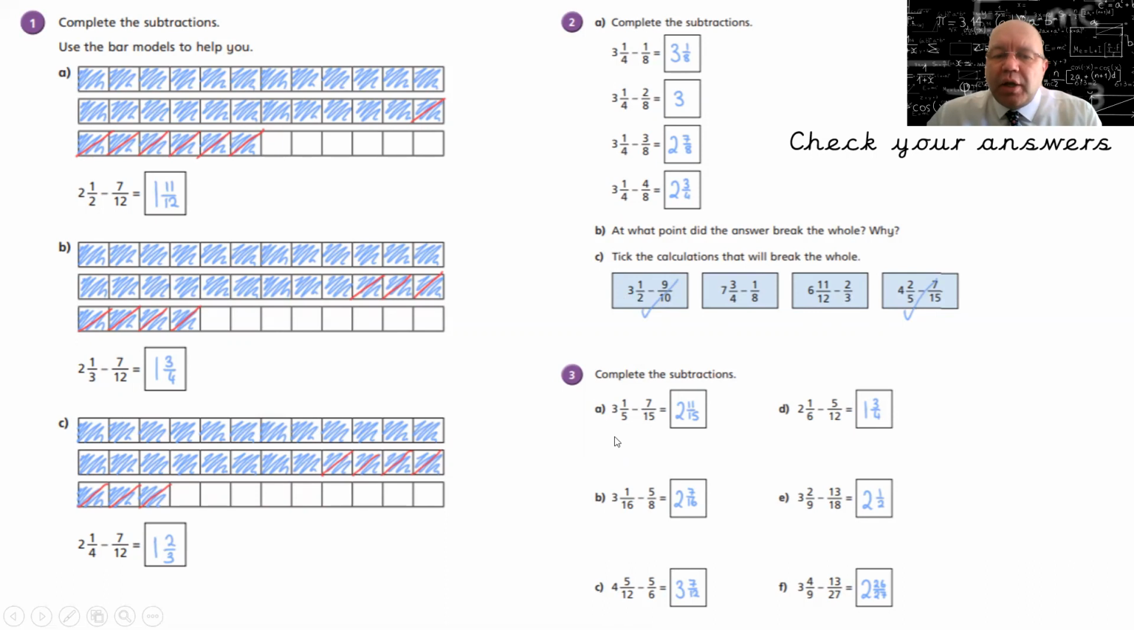And for question 3, your missing answers are A is 2 and 11/15, B is 2 and 7/16, C is 3 and 7/12, D is 1 and 3/4. You might have left it as 1 and 9/12, but do look out for the simplification. E is 2.5 or 2 and 9/18, and F is 2 and 26/27.